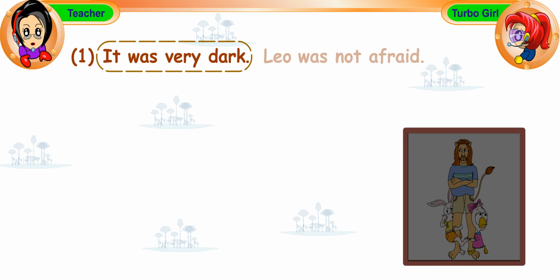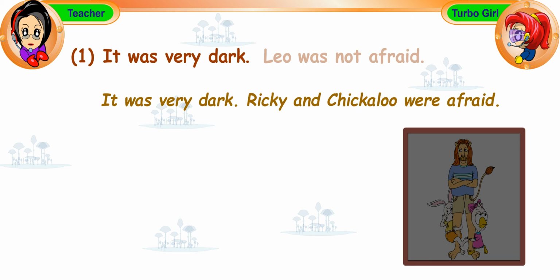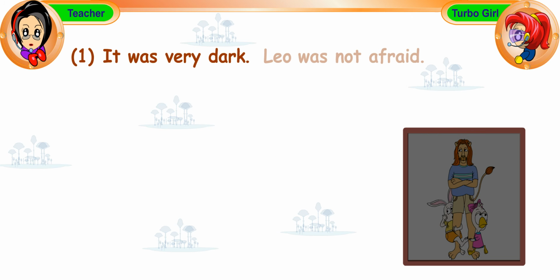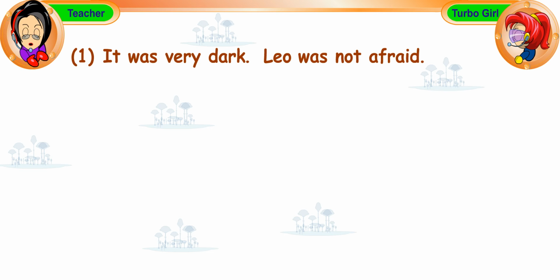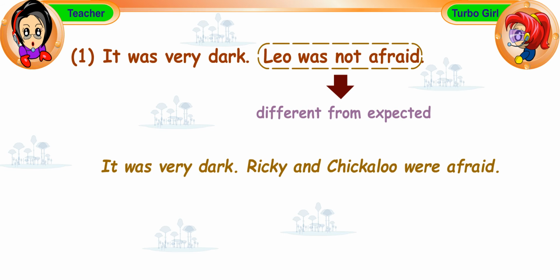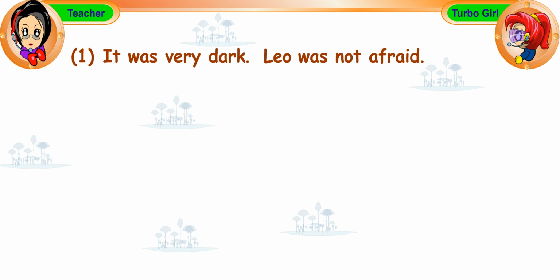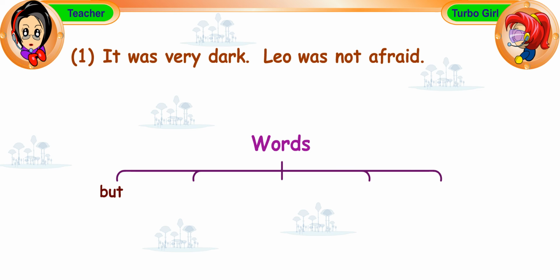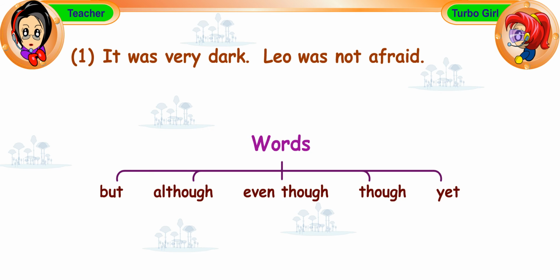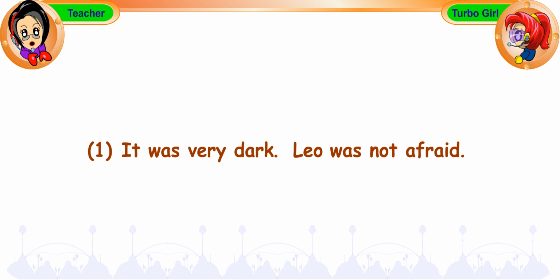After a sentence like, it was very dark, we usually expect the next sentence to tell us that someone was afraid. However, in this example, the second sentence tells us that Leo was not afraid. So, the second sentence is actually telling us something that is different from what we expect to hear. To show this contrast, we can use words such as but, although, even though, and yet. Let's now learn how to join these two sentences.